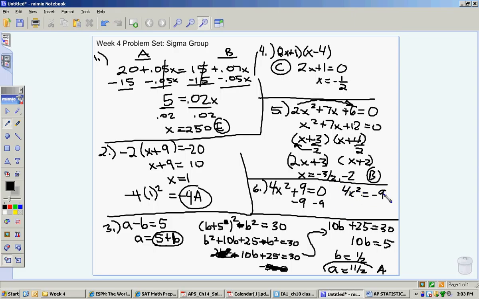Remember, solutions are the same things as answers, as roots, as x-intercepts. So another way to look at this problem is to look at the graph and see how many times it crosses the x-axis. In this case, it doesn't cross at all, so you have 0 distinct solutions. Answer choice A. Come on back.